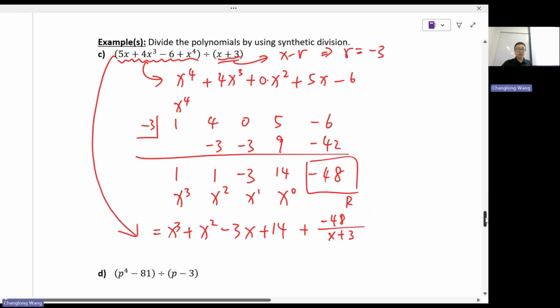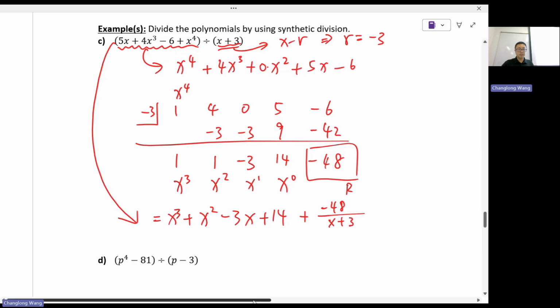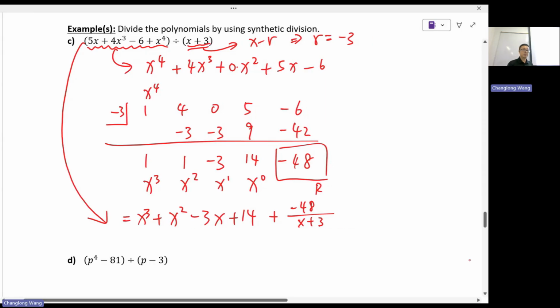Okay, so now how about you give it a try in letter D, and please do not worry about the p. Whatever variables you like, but keep tracking the missing terms and be careful with the sign errors.